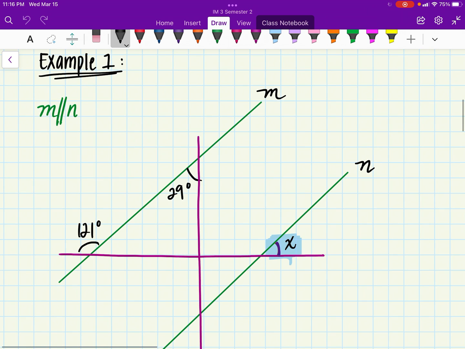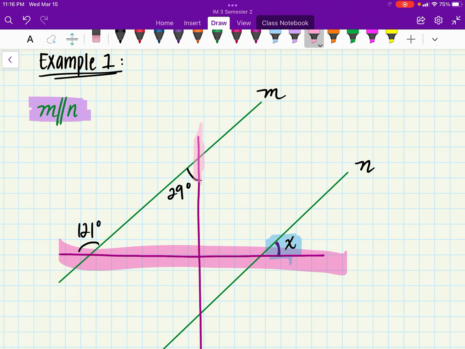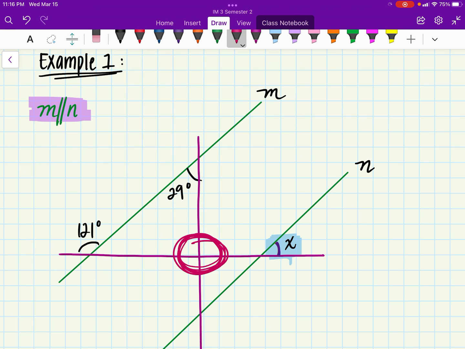Now, in example number 1, they're actually just telling us one thing here. They're telling us that lines M and N are parallel, which means those lines aren't going to be touching. Then we have two other lines, which are these ones that run horizontally and vertically. Although they're crossing, we can't assume that they're perpendicular, which means it doesn't necessarily mean each of those angles is 90 degrees. So we can't really determine that.